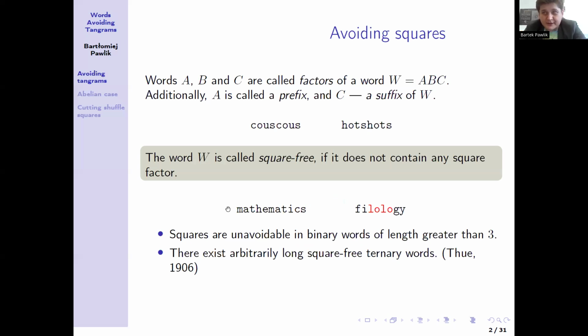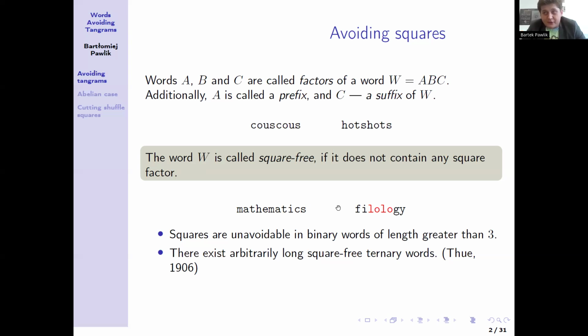The basics. If x is a word, then its concatenation with itself is called a square. Examples of squares are presented here. The couscous and the hotshots are such words. And we call a word square-free if it does not contain any square factor. Like the word mathematics is square-free, but philology is not.